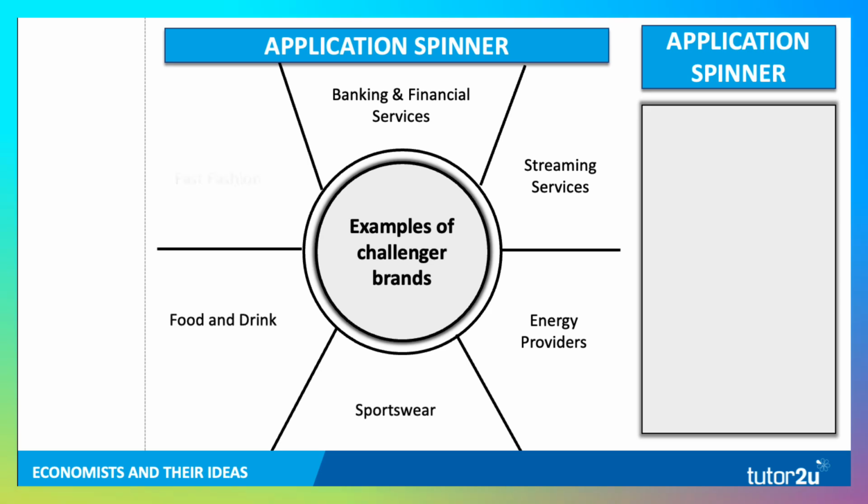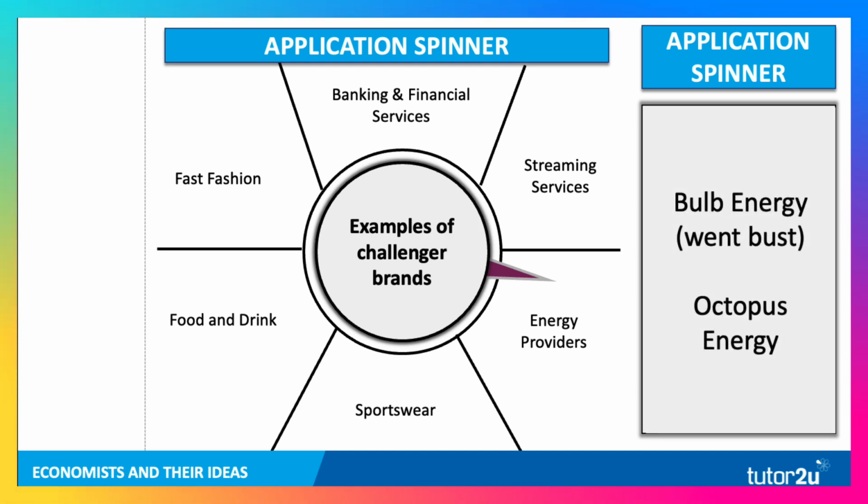Let's choose the same. It won't be banking this time. What do we think? The power of AI, sportswear, fast fashion, food and drink. We have gone for energy providers. Okay, so again, press that pause button if you're with me. Can you think of 2 new challenger brands in the UK energy market? I've gone for Bulb, although Bulb went bust, and Octopus Energy.